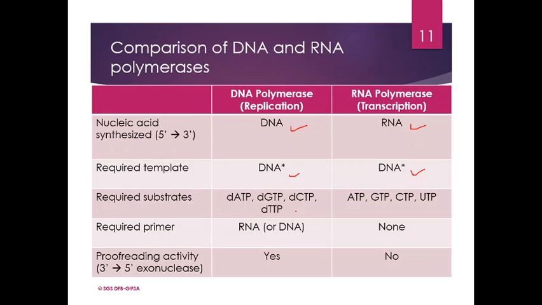The required substrate for DNA replication is dNTPs. Mind you, this is the difference between NTPs and dNTPs. dNTPs means deoxyribonucleotides, whereas in transcription, 2' and 3' oxygenated nucleotides are attached. A primer is required in replication and is not required in transcription. Proofreading, yes, it is very vital because DNA carries genetic information. The proofreading activity is a must.